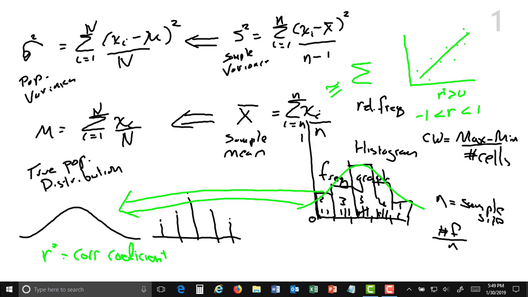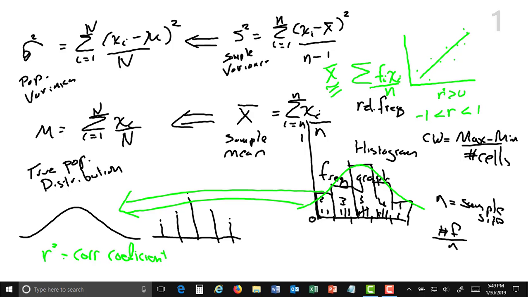So that's saying I can take every frequency, f sub i. What does that mean? You're going to add every frequency in each cell, and I'm going to multiply it times x sub i, and that's going to be divided by n. So this is a way to come up with an approximation of your sample mean, not by using the original formula, but by using the frequency and x sub i.